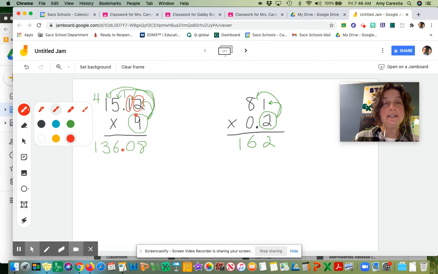So just as in the equation to the left, we have to decide how many digits are to the right of the decimal. And again, there's only 1 here. So in our product, which is the answer to a multiplication problem, we need 1 digit to the right of the decimal. So our answer, or our product, is 16 and 2/10ths.